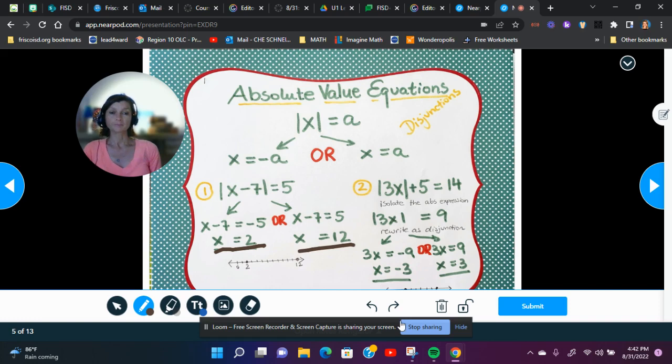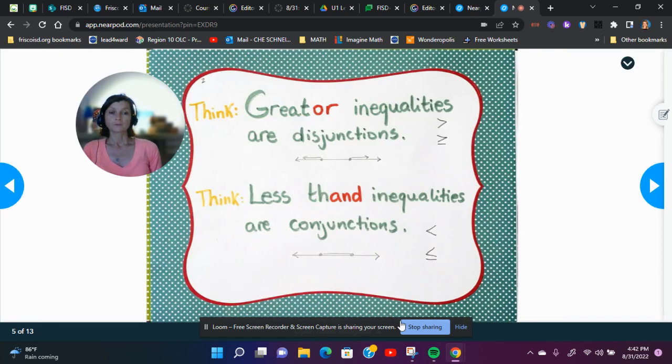Next example. Notice, this time you're looking at inequalities. Either greater than or equal to, or less than or equal to.